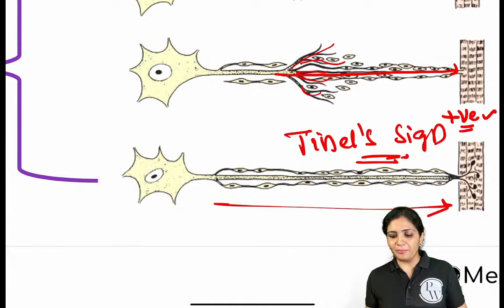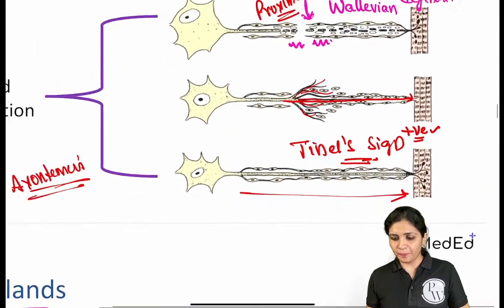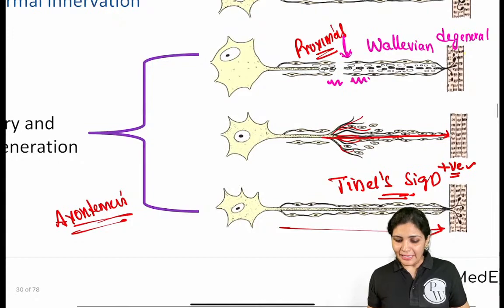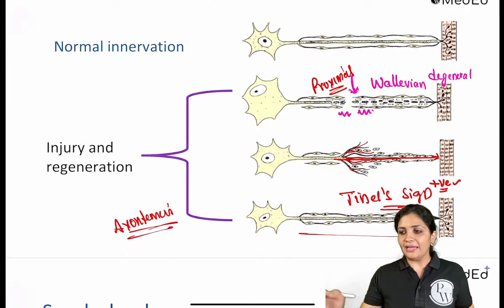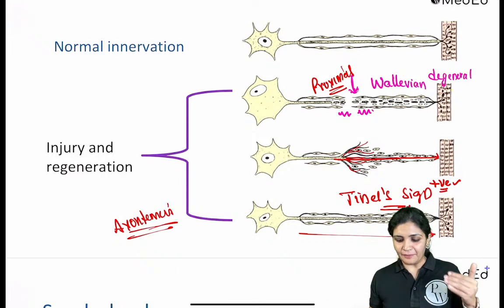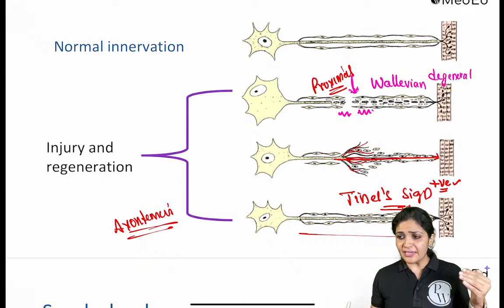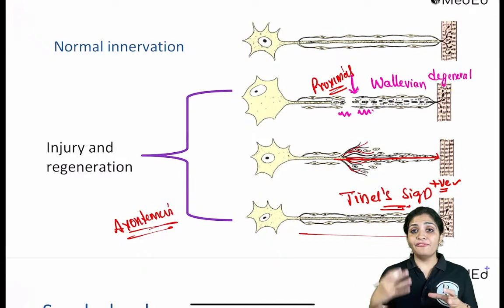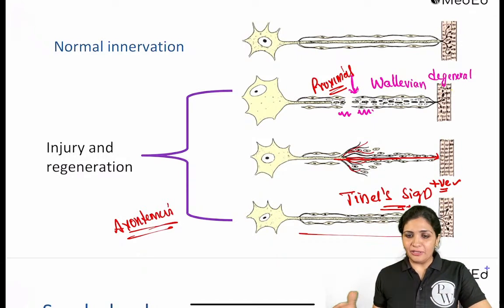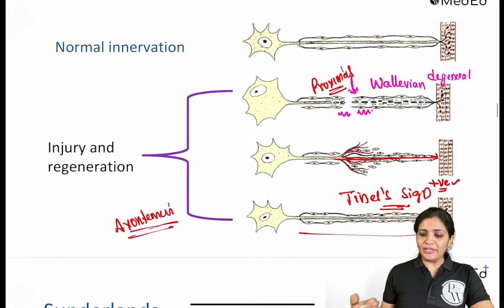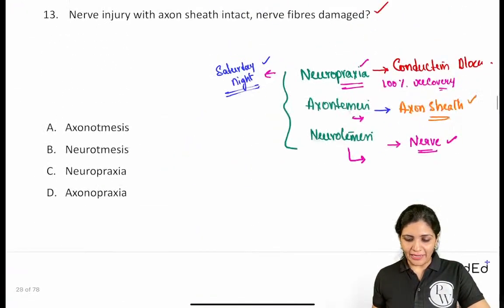So here what you have to remember is the Wallerian degeneration, and then you have to remember that in case of axonotmesis, this happens, and you can see that there is improvement of the nerve recovery. So whenever you see this Tinel sign is positive, then you can tell that the patient is recovering in case of nerve damage. Now go back and answer.